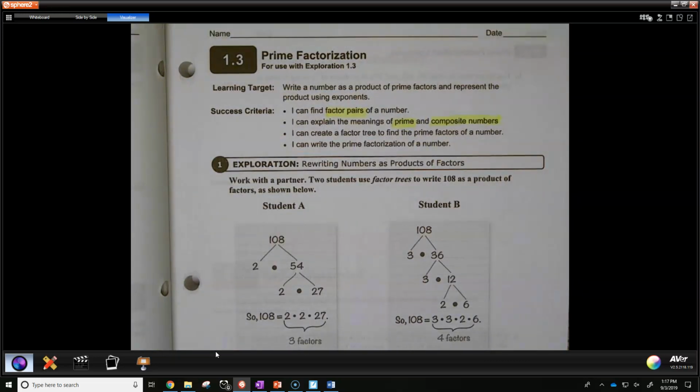I already made a poster. We'll further discuss it. On the third one, I can create a factor tree to find the prime factors of a number. That's what we're going to do here in just a second. And then I can write the prime factorization of a number. That's how you write your answer. The last two go together. I get the fourth one. I write the prime factorization by creating a factor tree. And I think a factor tree is very, very simple. Okay? It's just using your math facts.